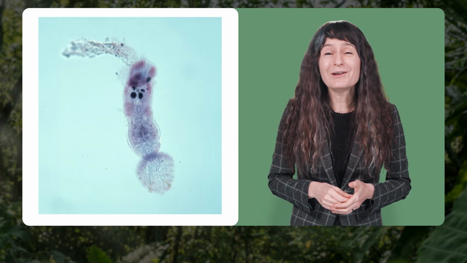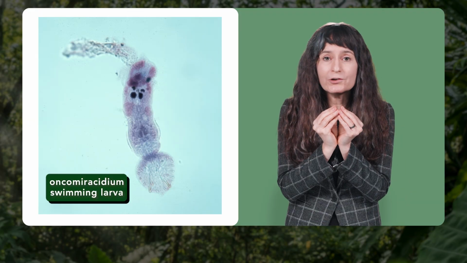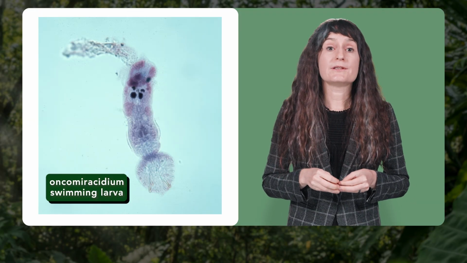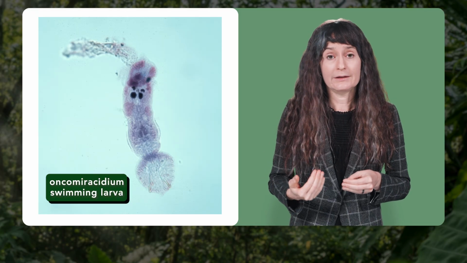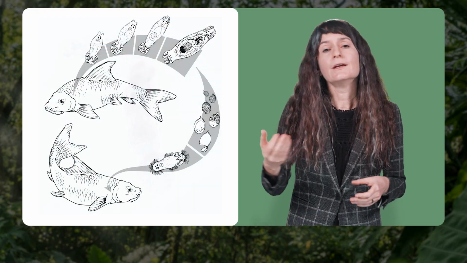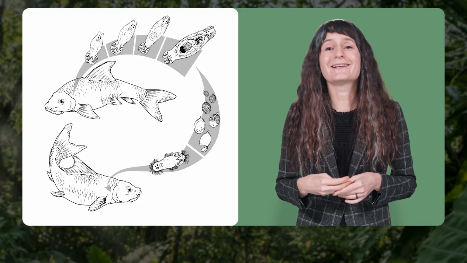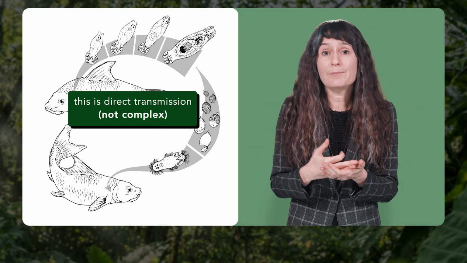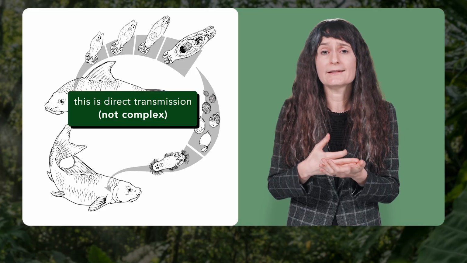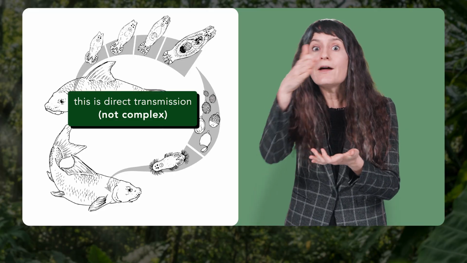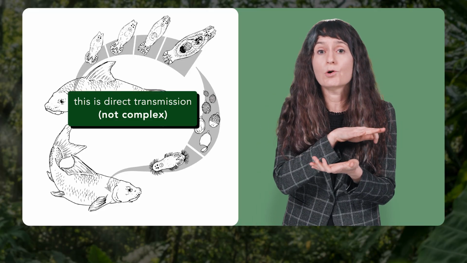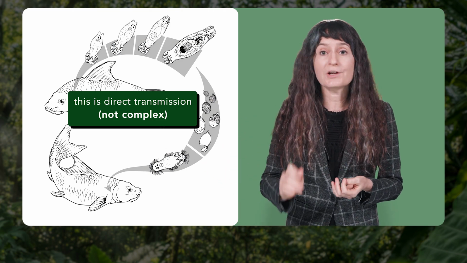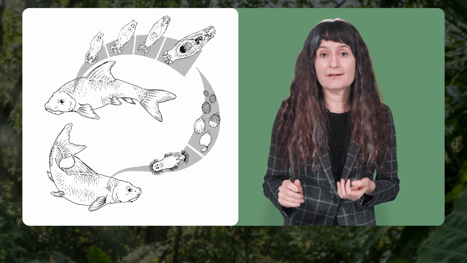Here's what that little onchomycetium looks like. Basically a shrunken version of the adult, but it is ciliated, so it can move through the water column, whereas the adult is not swimming at all. It is attached to its host. Even though this diagram looks like a complex life cycle because it has a lot of steps, this is actually direct transmission because the parasite has only one host species. It is moving from a fish to another fish of the same species, and it doesn't require any other host species for the completion of its life cycle. It can get along just fine with access to just one host species.